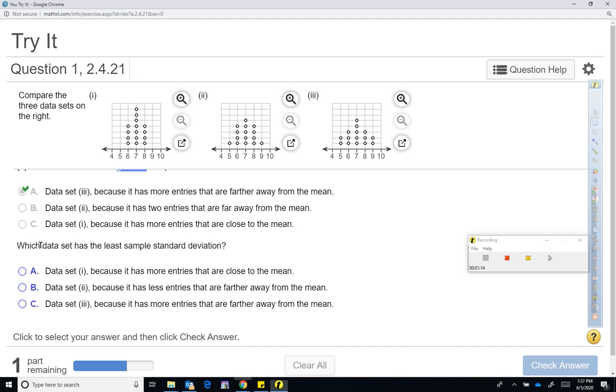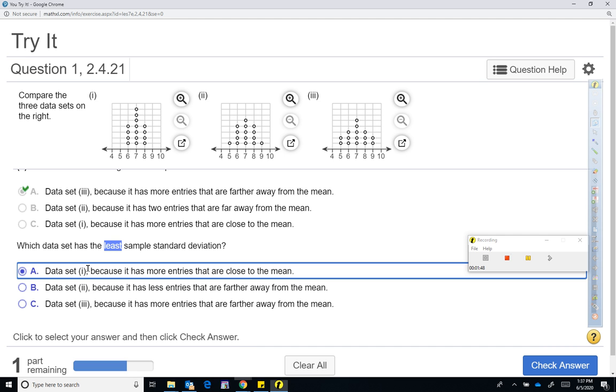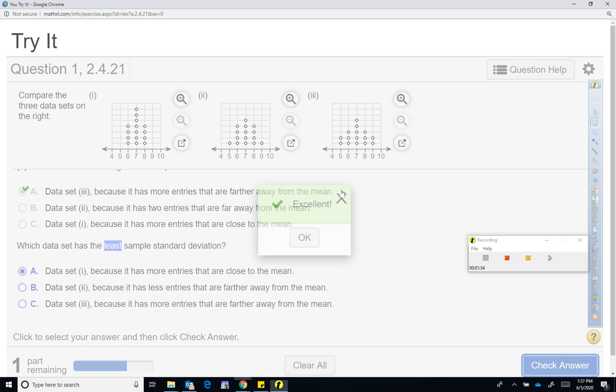Next question. Which data set has the least sample standard deviation? Recall that the standard deviation measures how spread out the data is from the center. So I want to find the graph showing the least, the smallest, and it's going to be this. Here the position of the data is more in the center than here. So this is spread out the least. So it's graph I, data set I, because it has more entries that are close to the mean. Yes, that is true.